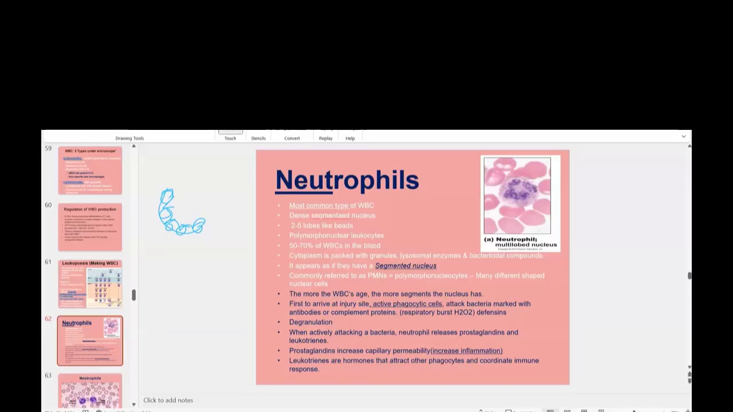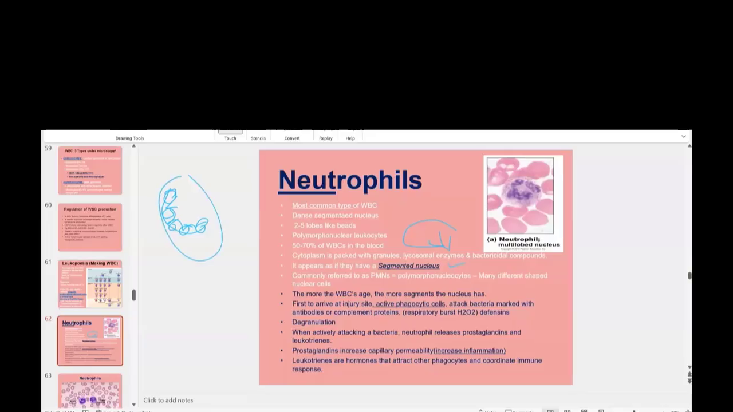So when I talk about WBCs, you will hear a number of times about lysosomal enzymes. Why do I talk about lysosomal enzymes? Because of their activity in making the pathogen disintegrate, attacking the pathogen, causing lysis. So these lysosomal enzymes are very important, and they have bactericidal compounds that are chemically going to deactivate the pathogen. It appears as if they have a segmented nucleus, like I showed you.